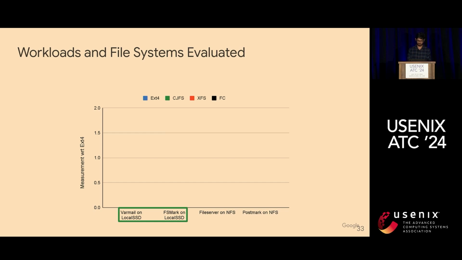The first 2 workloads that we evaluate are varmail and fsmark. Both of these workloads are extremely heavy in issuing fsyncs. File server and postmark, on the other hand, don't issue any fsyncs by default, but when run on NFS, every file system metadata modification is converted into an fsync call as well. So this helps us see the effect of journaling on NFS.